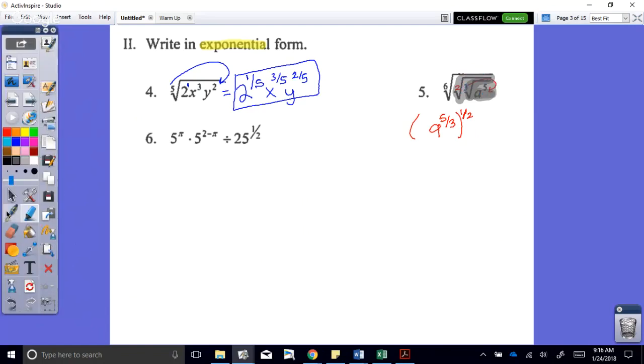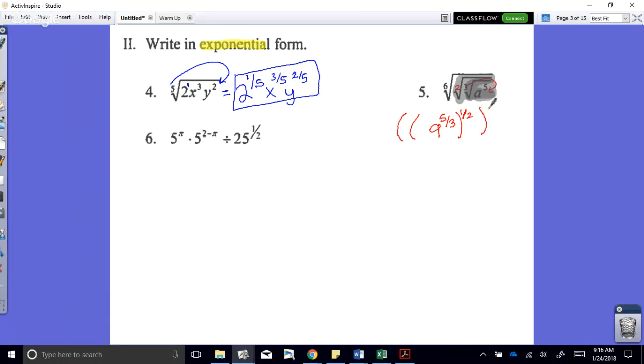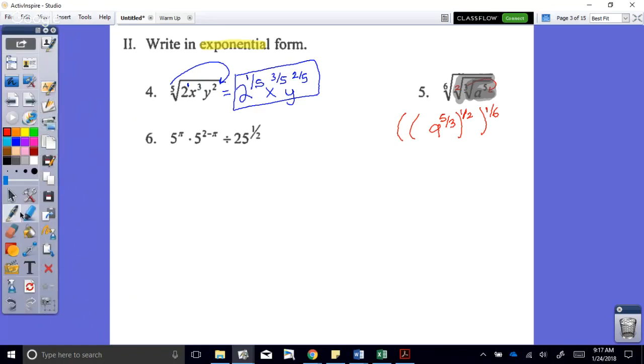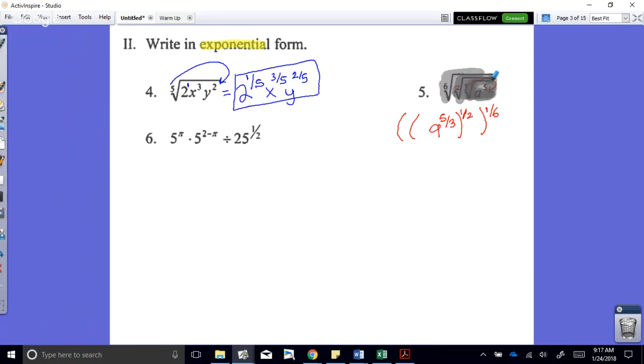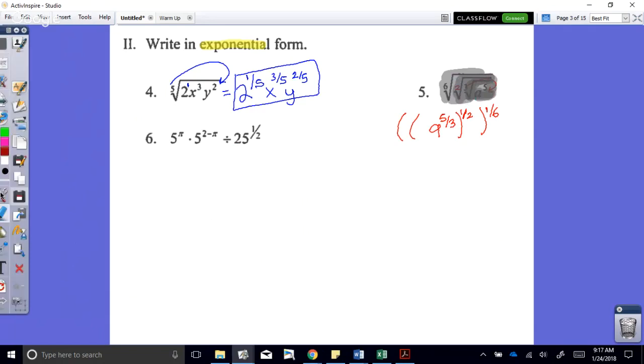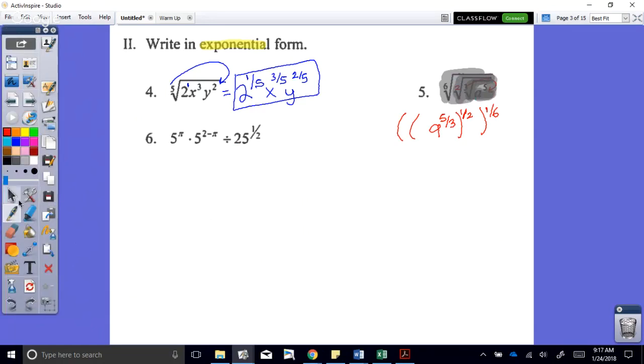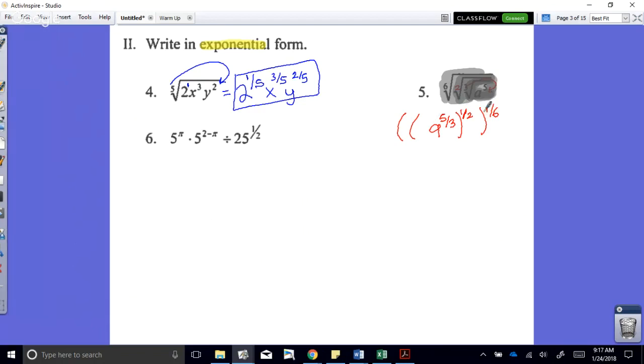The last thing that I see that is left is the 6th root. And the 6th root becomes to the 1/6. That takes care of everything, so this whole radical has gone away. We now have this entire piece in exponential form. What we have to do is take a power to a power to a power. To a power we multiply.